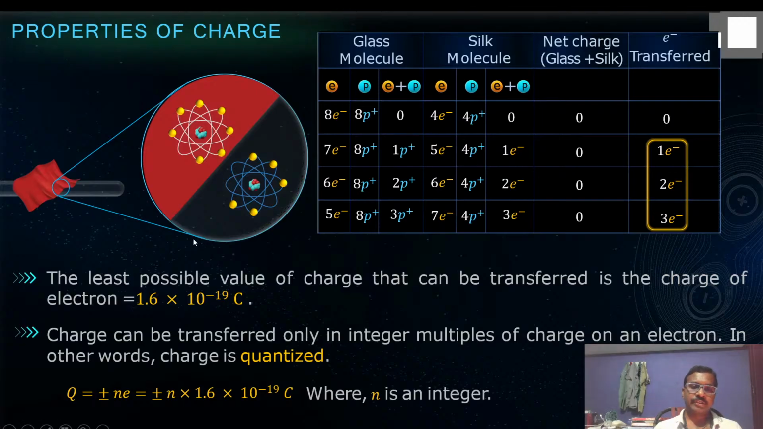See here, the least possible value of charge that can be transferred is the charge of an electron, 1.6 into 10 power minus 19 coulombs. Charge can be transferred only in integer multiples of the charge on the electron. In other words, charge is quantized. Quantized is nothing but an integer multiple of the charge on the electron. So Q equals plus or minus Ne, where N is an integer. That is important here.